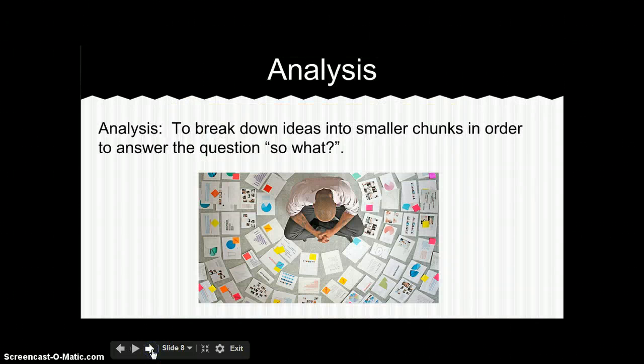Another type of expository writing is analysis, and you, my dear children, should be very familiar with analysis. This is to break down ideas into smaller chunks in order to answer the question, so what? This is where we bring out the essential elements of a text or an idea, and we break it down so that we can dig deeper into it. And I have a picture of a guy who's trying to solve some big problem, and he has everything broken out so that he can see all the small pieces to get to a deeper understanding of what he's analyzing.